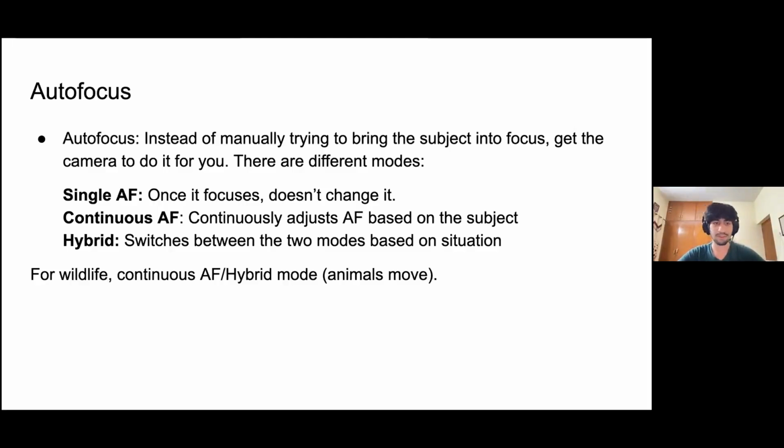And then there's hybrid mode, which many cameras have, where it switches between the two modes based on the situation. So it would mostly use single autofocus when you're taking a photo of a mountain or something. But if you're getting some movement in there, it'll use continuous autofocus. So yeah, for wildlife, obviously you're going to want to have the second two options, not single autofocus, because then you'll just ruin a lot of your shots if it's focused once and the animal moves away.